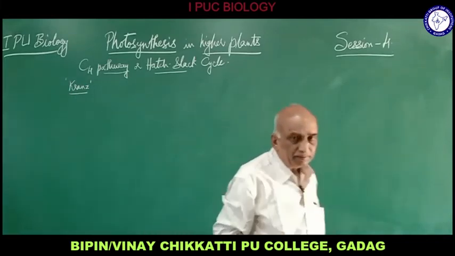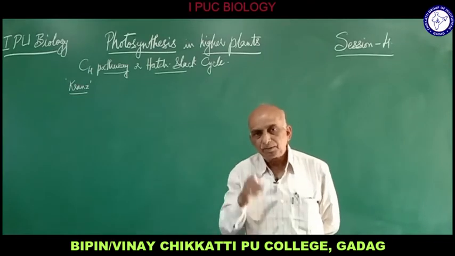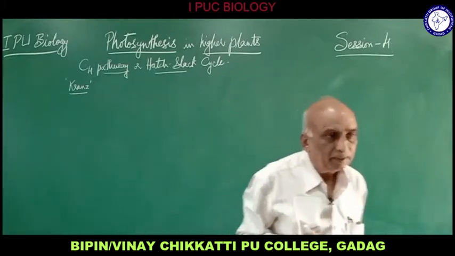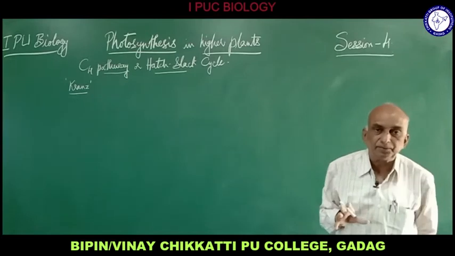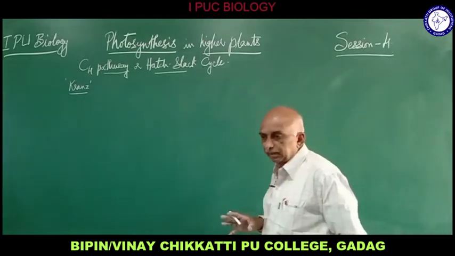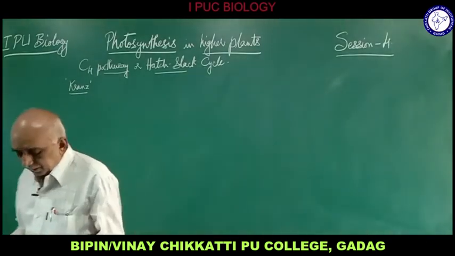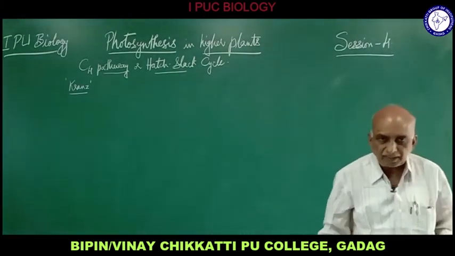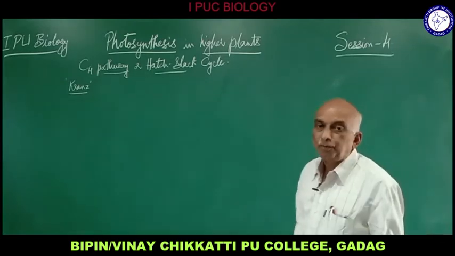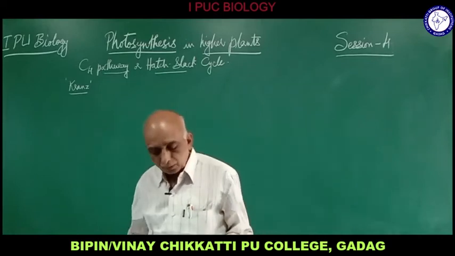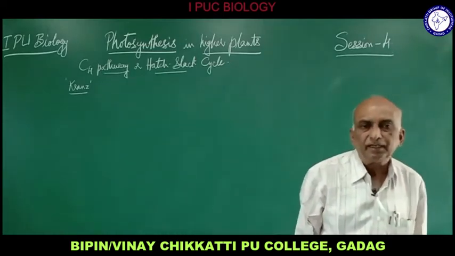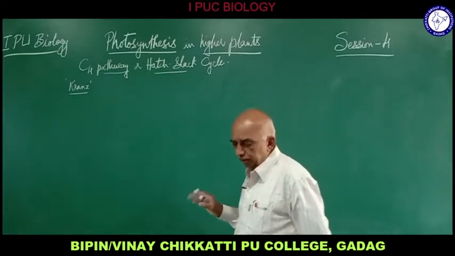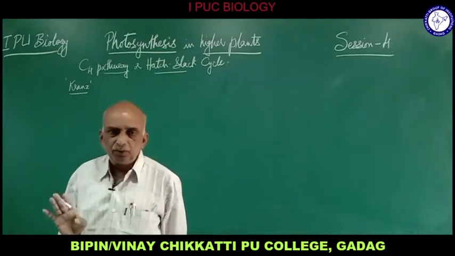So Kranz anatomy, what is this Kranz anatomy? It is a leaf anatomy with a characteristic feature: the bundle sheath cells surround the xylem and phloem. These bundle sheath cells are large, and they also contain larger chloroplasts. If the cells are large, the chloroplasts are also large, and they don't contain grana. So the chloroplasts of these cells do not have grana, but they contain chlorophyll.